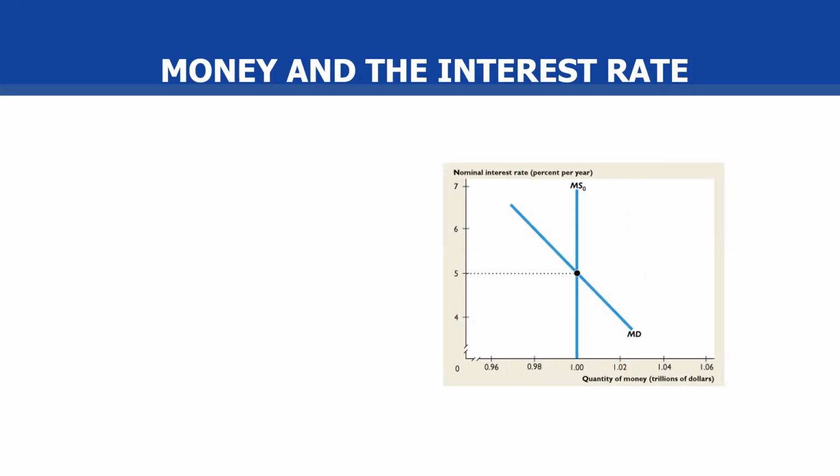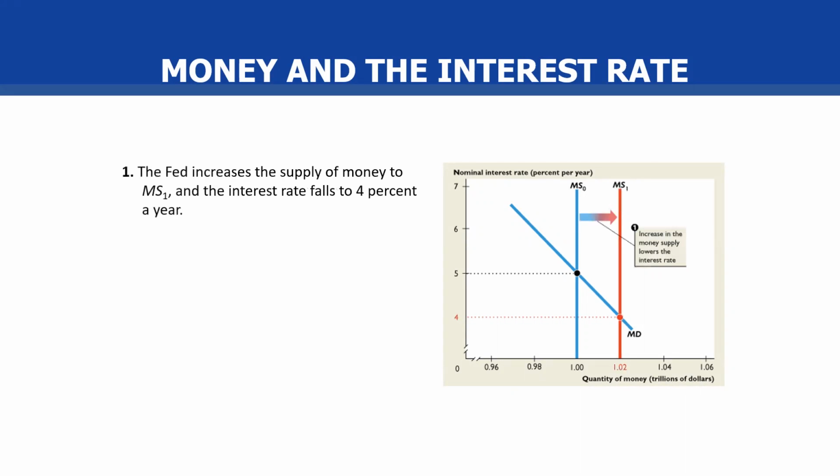Okay, let me move one step back. So this is our equilibrium. This is our equilibrium at the money market, okay? So now the Federal Reserve is trying to change the interest rate. The easiest way for the Federal Reserve to change the interest rate is to change the supply of money. Why? Because the Federal Reserve controls the supply of money. Remember, that's why we have the vertical shape for the supply.